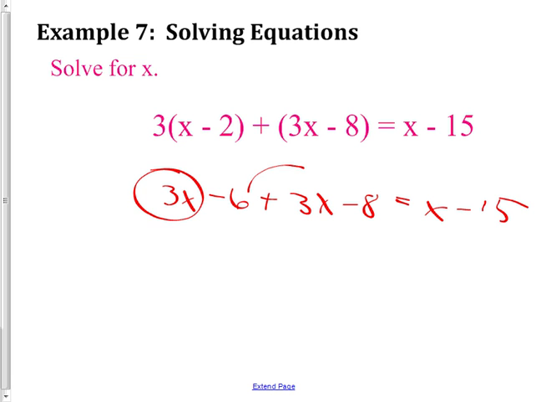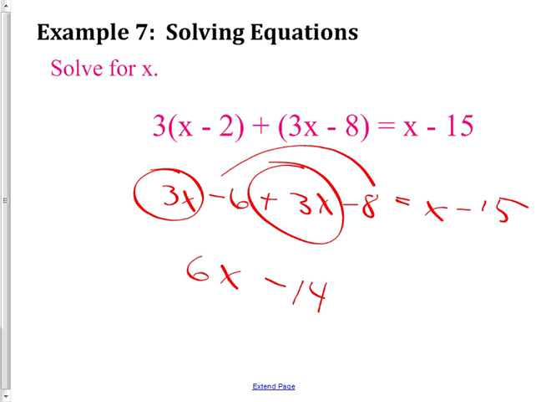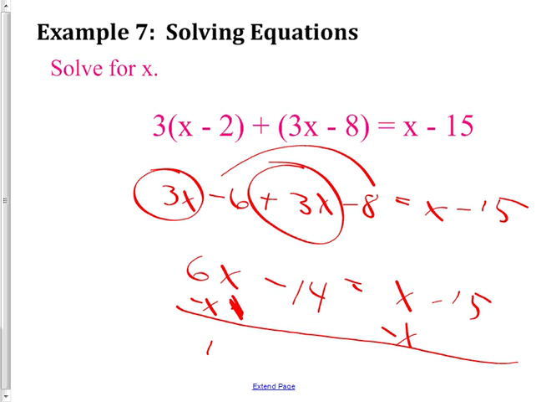That and that can go together. 6x. That and that can go together. Minus 14. All right, equals x minus 15. Now I got variables on both sides. How do you fix that? Subtract x would work. I get rid of the smaller one. And x is smaller than 6x, so I'm going to get rid of the x. 5x minus 14 equals negative 15.